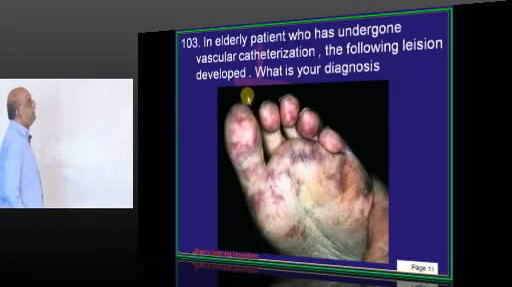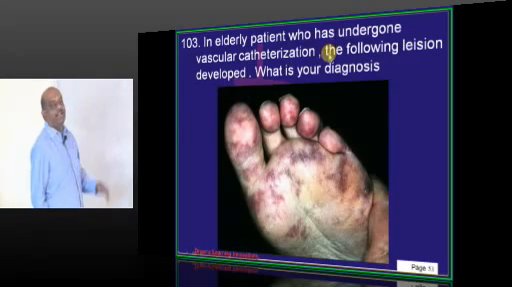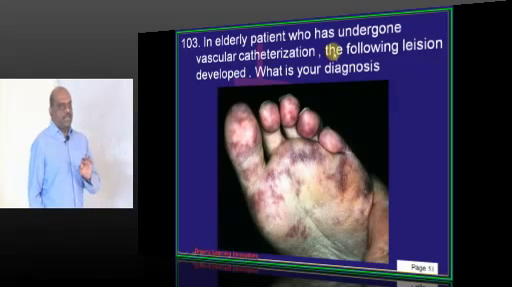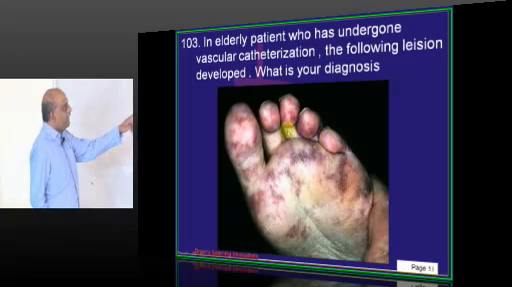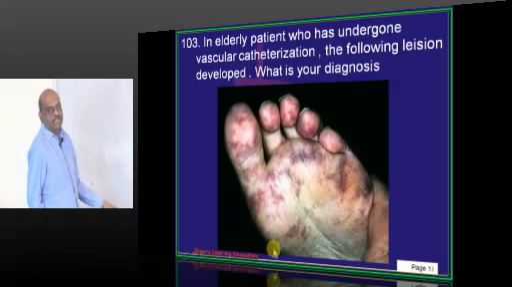Now, in an elderly patient who has undergone vascular catheterization, typical history of catheterization is there, angiogram. After that, there is a development of necrotic lesions that has happened.